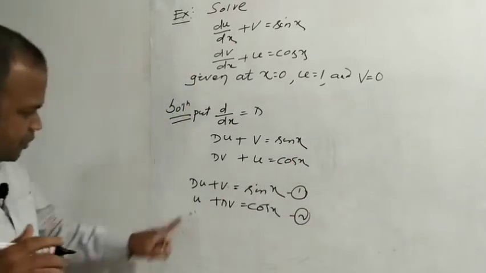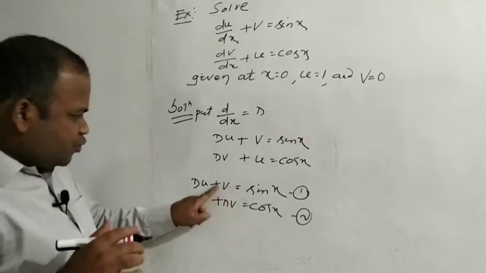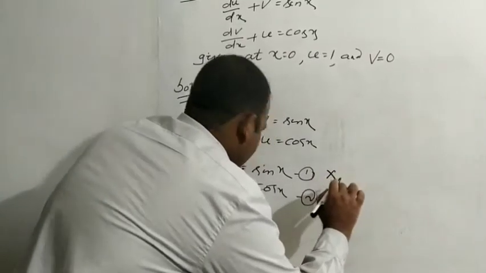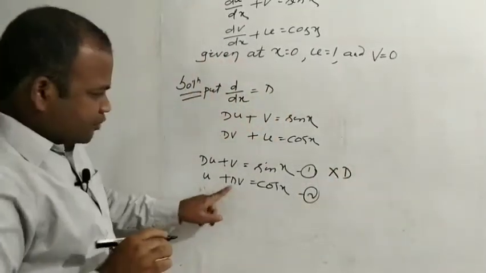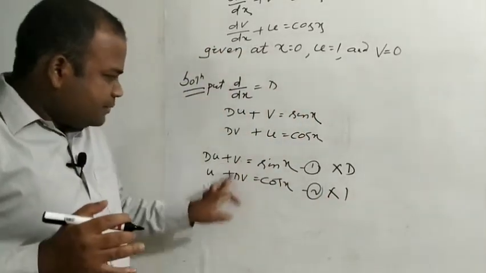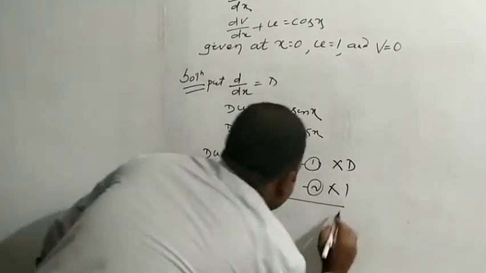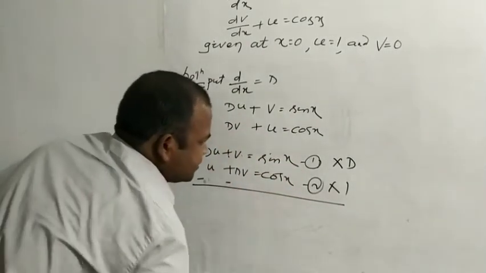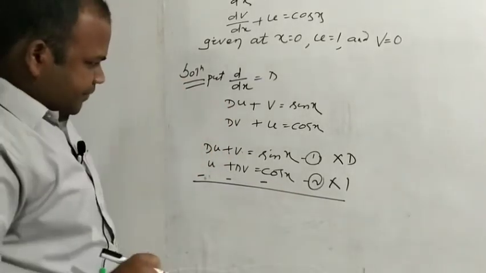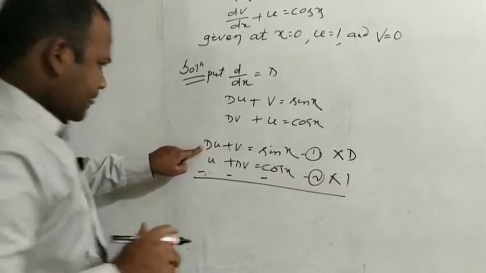If we solve for u, we will cancel the value of v. What is the coefficient of v? In equation 1 it is 1, and in equation 2 it is D. So you multiply equation number 1 with D and equation number 2 with 1, so that the coefficient of v becomes the same and thereafter you can cancel the value of v. This is D into D, which is D square u.